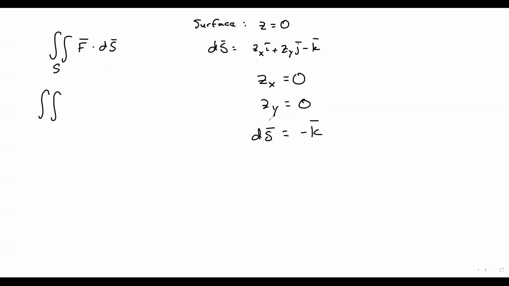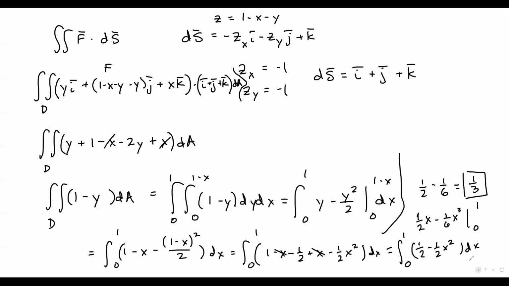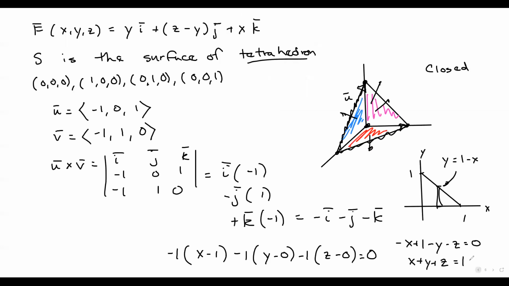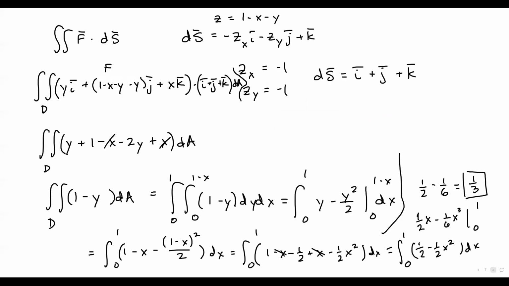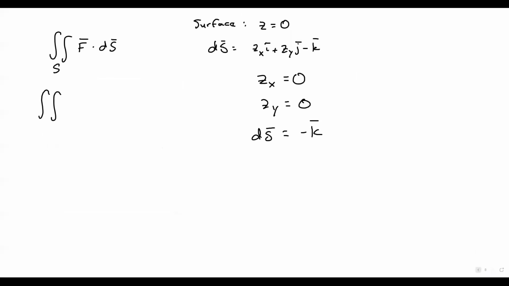All right, so our dS is going to be negative k. We need to figure out what our F is going to be. Well, we've talked about this. When you go through and figure out what your F is, you want to get it down to 2 variables. The way that you do that, in this case, since we have the equation for z, is leave x and y alone, but substitute in for z.